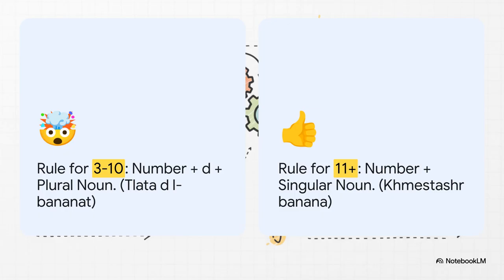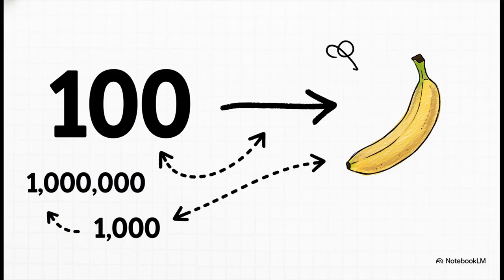Just look at this comparison. For any number that's 11 or higher, you completely drop that de connector. And get this, you go back to using the singular form of the noun. So 15 bananas isn't some long phrase, it's just khamstasher banana. So much cleaner. Let's take a big number, just to really hammer this home. What about 100 bananas? It's simply mayat banana. You've got the number, mayat, followed by the singular noun, banana. And this amazing, simple rule holds true all the way up, basically forever.